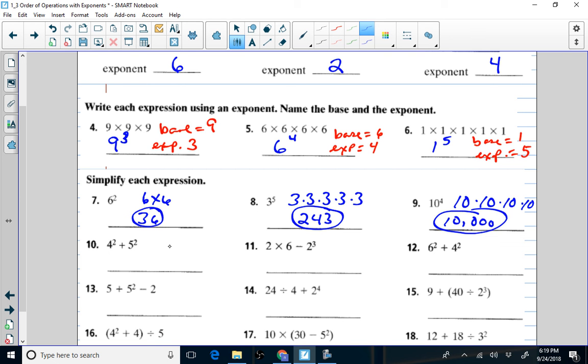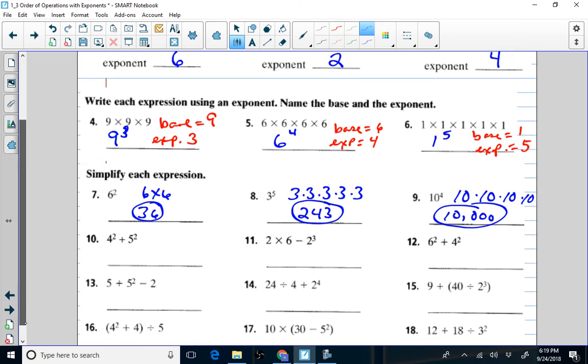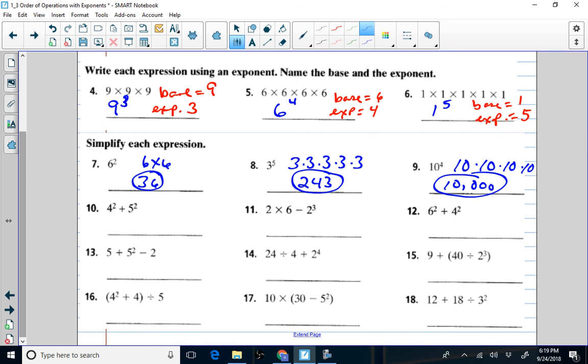Now we want to simplify the expression, so we have to obey the order of operations with each one of these problems. You know, these are rather simple, but we'll take one step at a time. This is 4 to the 2nd power is 16, plus 5 to the 2nd power is 25. I can now add 16 and 25. It's going to give me 41.